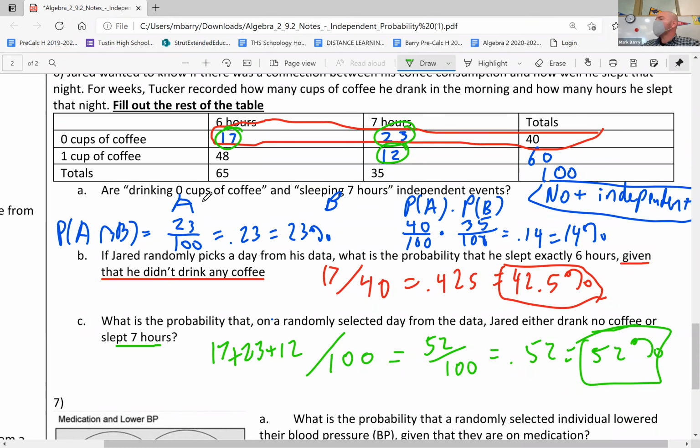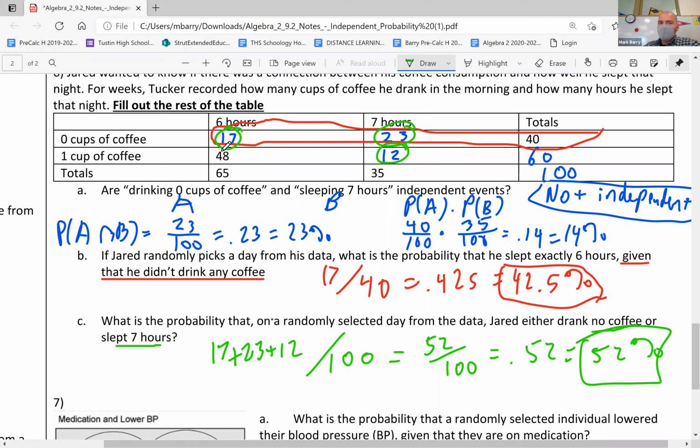All right, a quick note back to the last problem. Remember what I said, that if these are not independent, that means they're dependent. That means the amount of coffee he's drinking is probably affecting the amount he sleeps, right? He's getting more sleep when he does not drink coffee. Some people may say, look, 23 versus 12, that's not a big difference for the 7 hours, whether he drinks 0 cups or 1 cup.